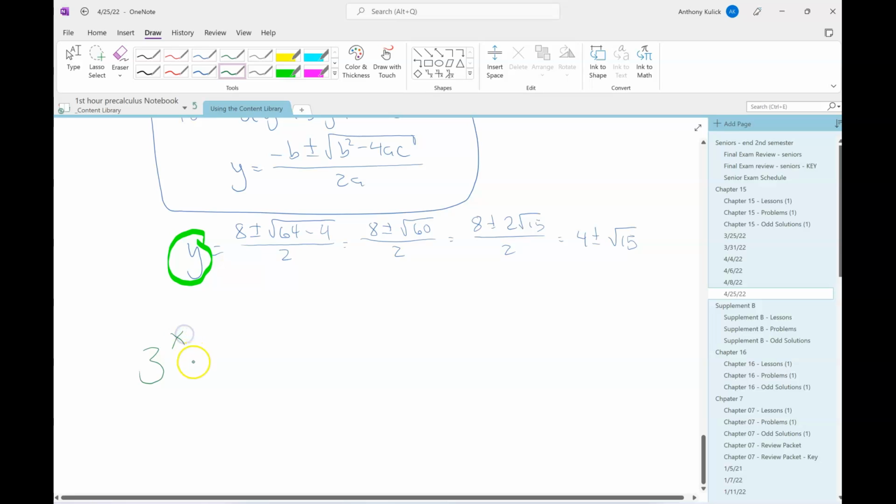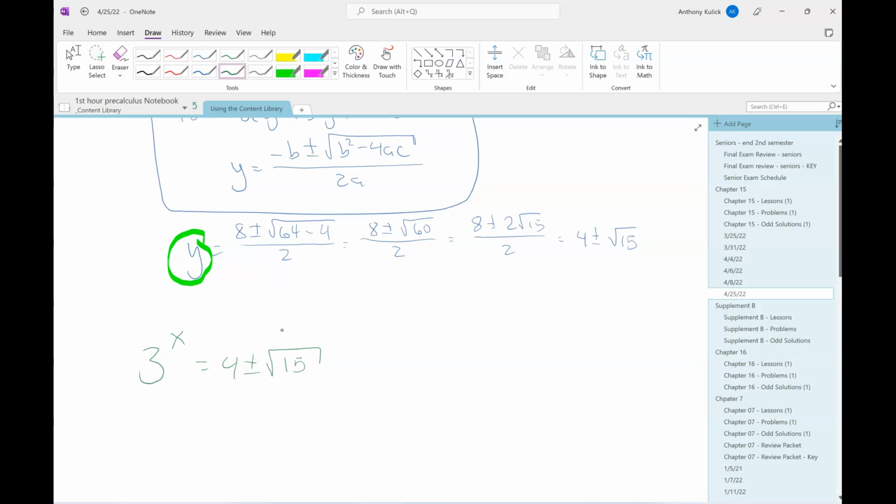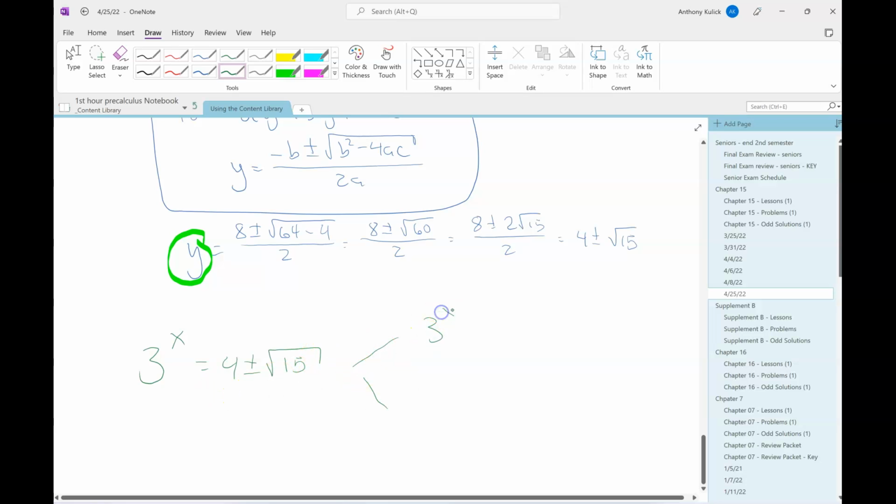So really what we have now is 3 to the x equals 4 plus or minus the square root of 15. Is everybody okay with that? So at one point I replaced the 3 to the x with a y, now I'm putting the 3 to the x back. So this is really two equations, right? 3 to the x equals 4 plus the square root of 15, and 3 to the x equals 4 minus the square root of 15. So far, so good?